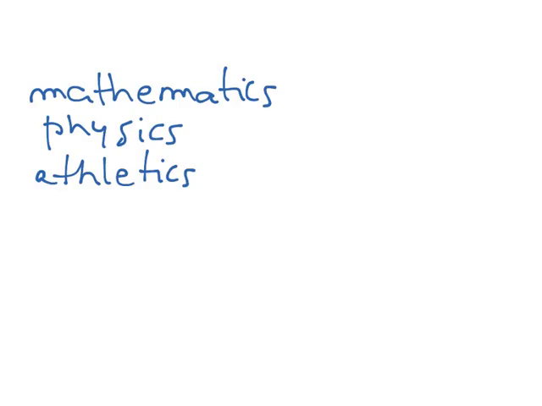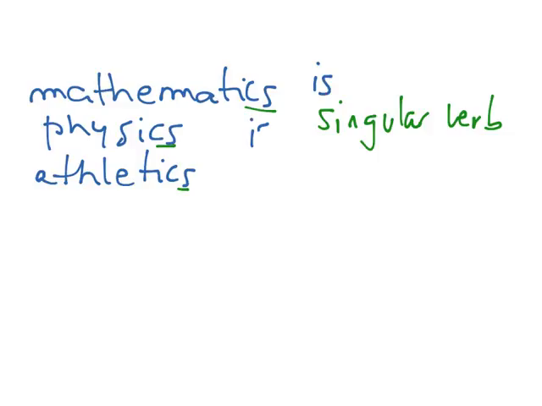But sometimes we have words in English which end in an S, but which are used with a singular verb. Okay, for example, words ending in X. Mathematics, physics, athletics, these words are used with a singular verb. So you will say mathematics is, physics is, and athletics is. Don't make the mistakes because you think they end in S. You would say mathematics are. No, that is wrong.